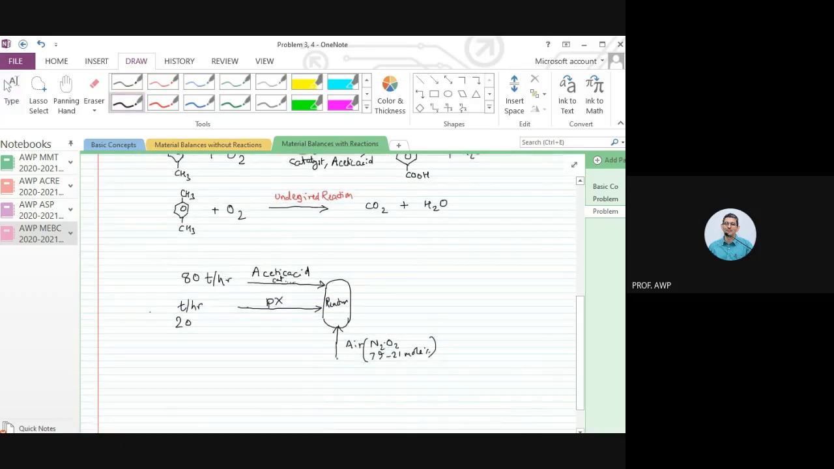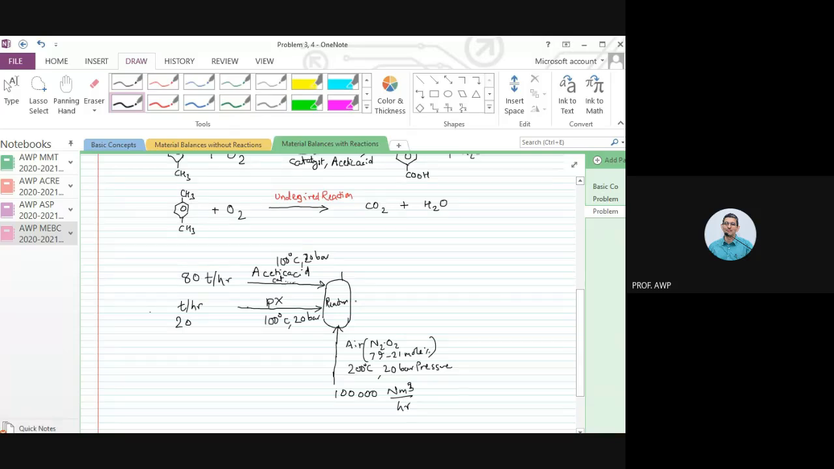Okay, the air that is supplied. Imagine that paraxylene is supplied at 100 degrees centigrade, acetic acid is supplied at 100 degrees centigrade, and air is supplied at 200 degrees centigrade, 20 bar pressure. This also is 100 degrees centigrade, 20 bar pressure. Paraxylene is also 100 degrees centigrade, 20 bar pressure. The air that is supplied is, let's say, 100,000 Nm cube per hour.